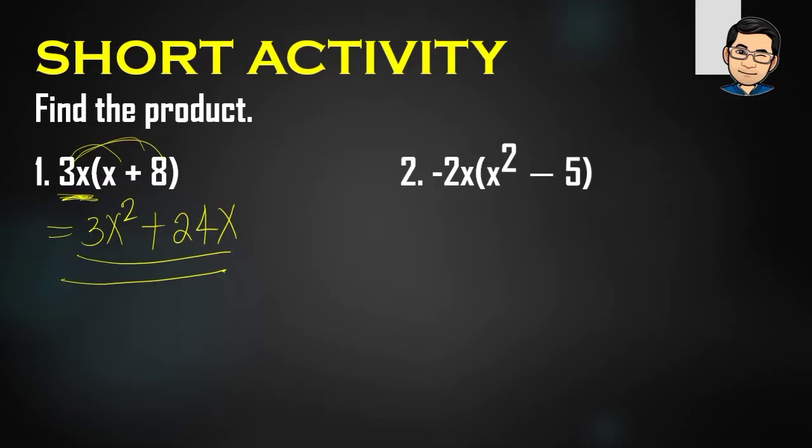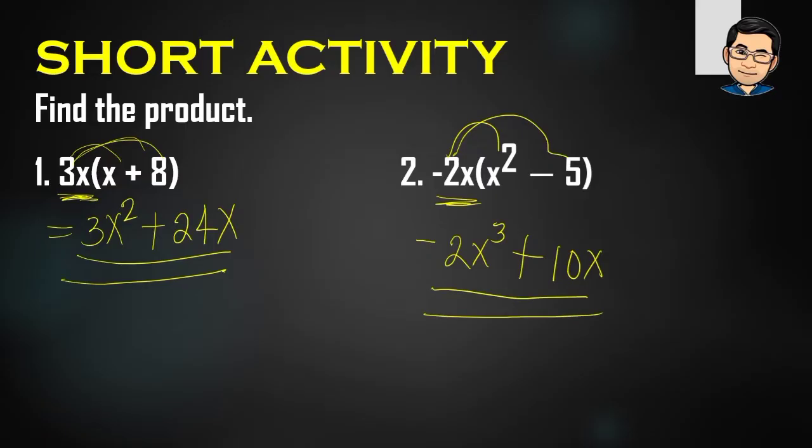Next, what about negative 2x times the quantity of x squared minus 5? Again, i-distribute natin yung negative 2x sa x squared tsaka negative 5. Negative 2x times x squared is negative 2x cubed. Kapag wala siyang exponent, automatically, 1 po yun. And then, using again product rule, 1 plus 2 is 3. Next, negative 2x times negative 5, that is positive 10x. Negative times negative, that is positive. So, the answer is negative 2x cubed plus 10x.